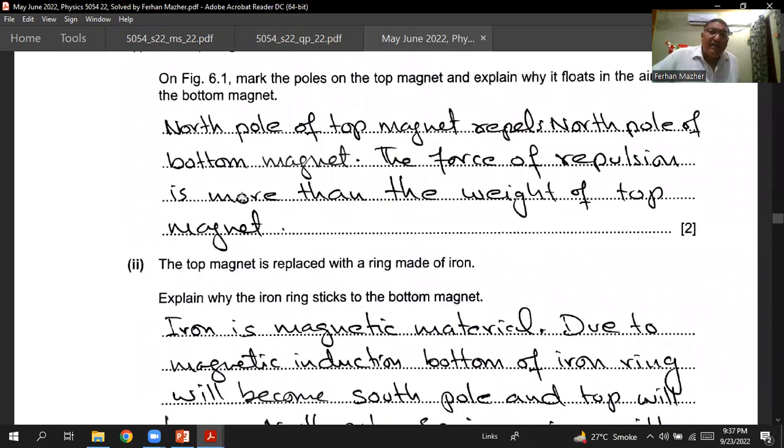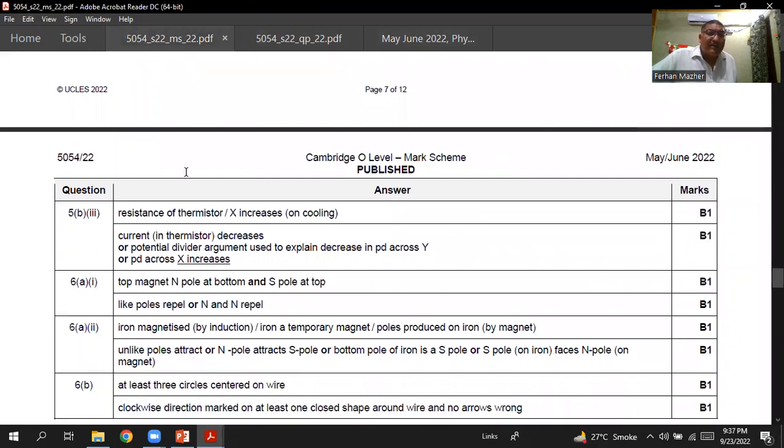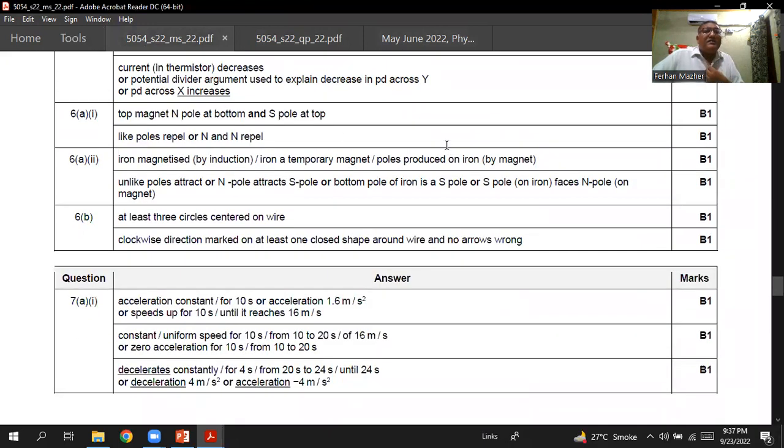Don't need to write that point here. Let me show you the marking scheme, question number 6.